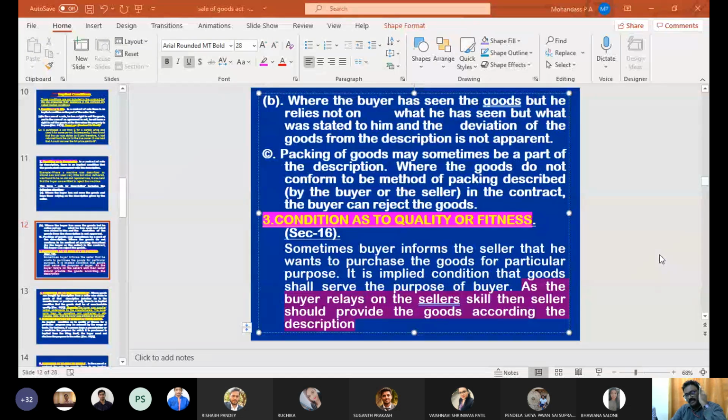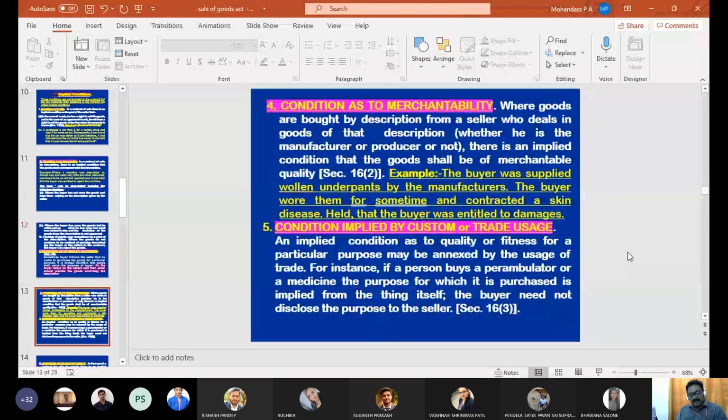Can you give examples of implied condition? Yes. What is the first example? Implied condition as to title. Second example, implied condition as to description. Third, implied condition as to fitness and quality. What is the fourth one? Implied condition as to merchantability.